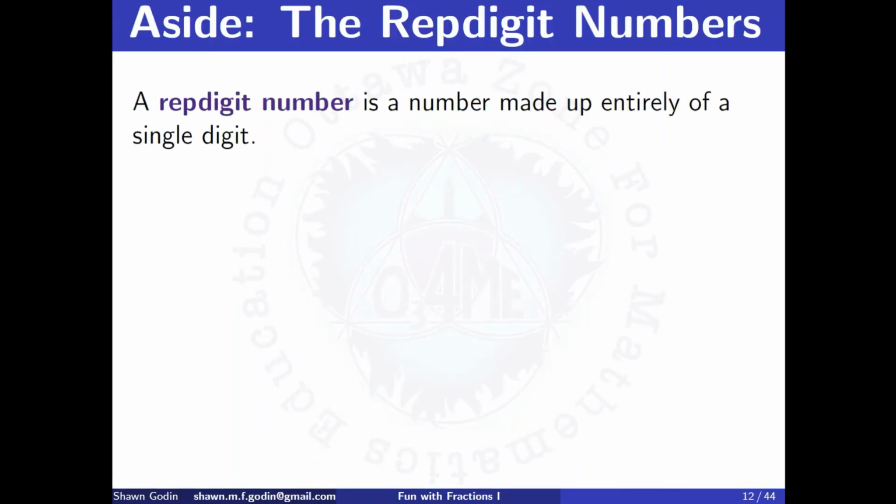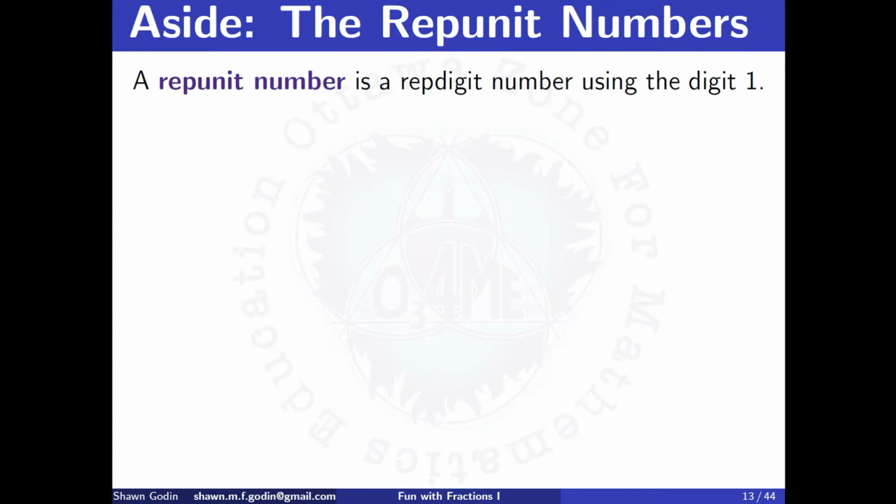Based on the pattern that we saw, we're going to take a little detour and talk about the rep digit numbers and the rep unit numbers. So a rep digit number is just a number made up entirely of a single digit. So things like 55, 7,777, and 88,888,888,888. These are all rep digit numbers. Now a subclass of that is the rep unit numbers, which are rep digit numbers that only use the digit 1.